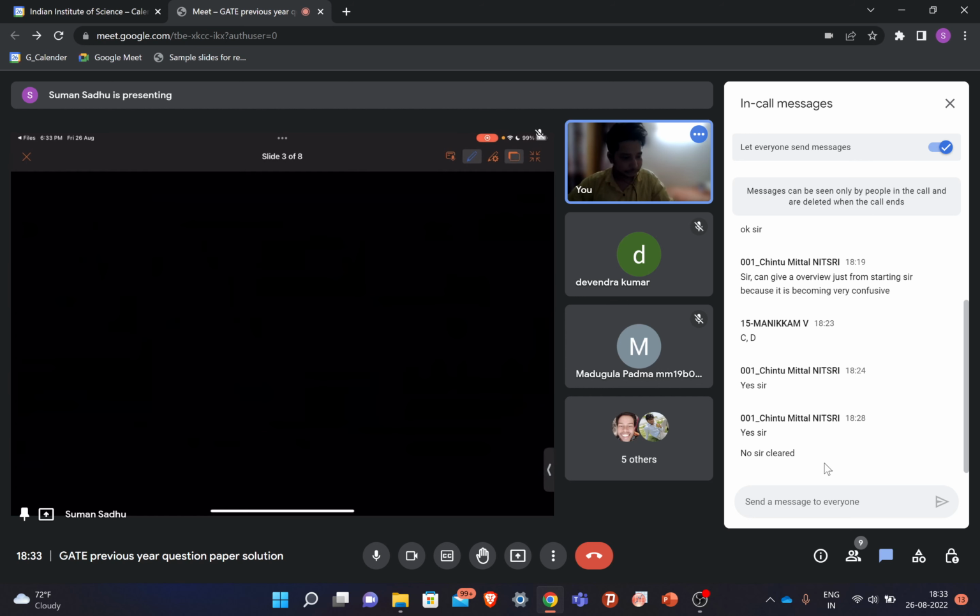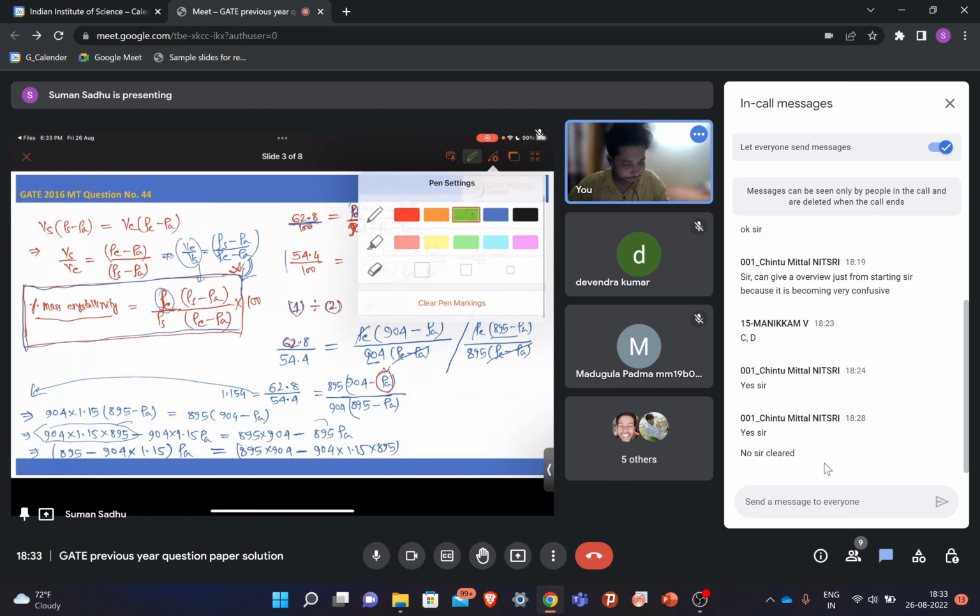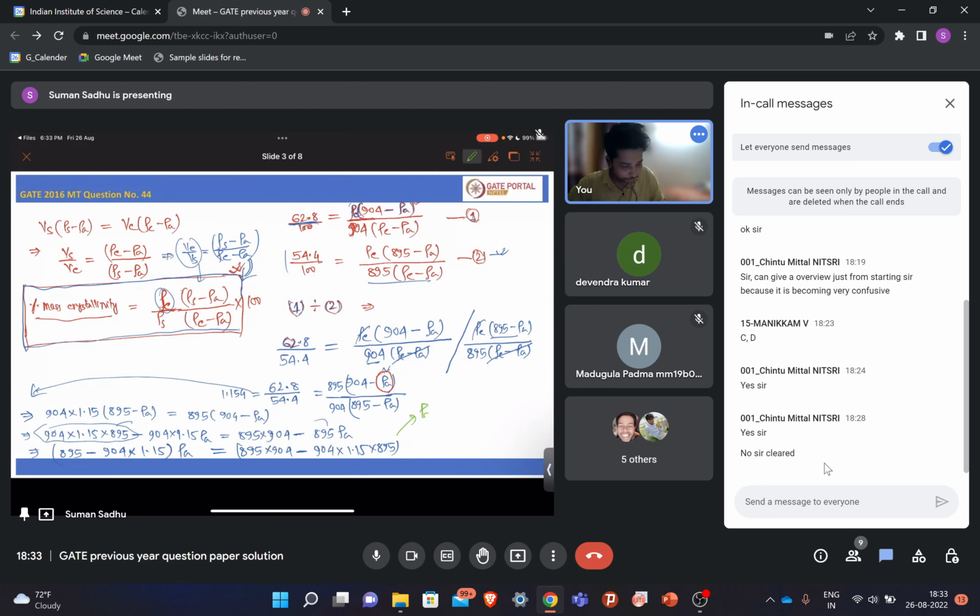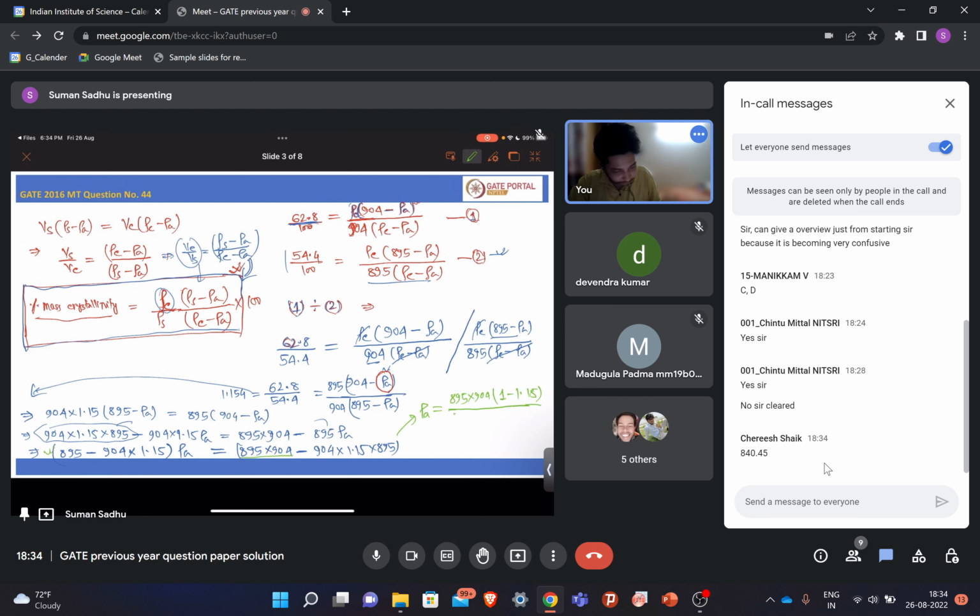So now, sorry, what will be the rho A? Rho A will be this value. Can anyone calculate this part? I'm just first writing and then we'll calculate. 904 into 1 minus 1.15. I just took the common of this thing, and in the new denominator, this part will be there. That is 895 minus 904 into 1.15.